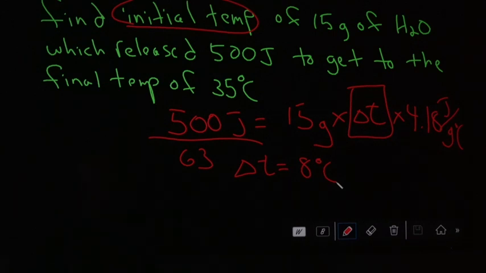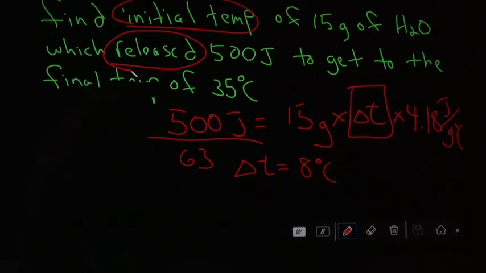Now, next step. After you solve for delta T, you got to look up there and see, was heat absorbed or released? If it was absorbed, you are going to go from initial temperature up to the final temperature. If it was released, you're going to go from initial temperature up here, and it's going to cool down to the final temperature. So let's see what it says. It says released. So if it's released, the initial temperature is going to be up here, and the final temperature is going to be down there.